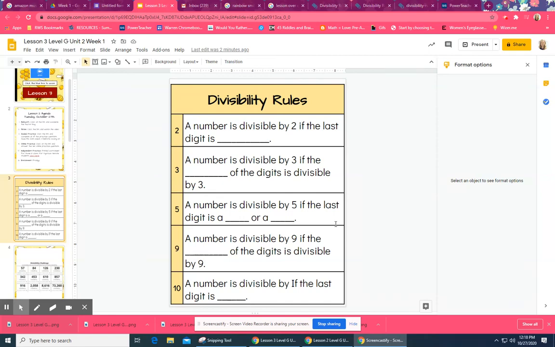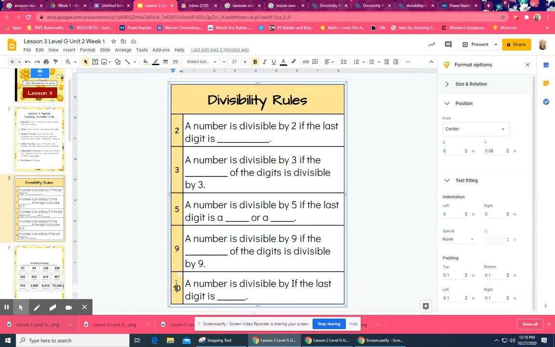Today's lesson is going to go over divisibility rules, which is going to be a shortcut for some of you guys who are having trouble with multiplication. I'm not going to teach you the divisibility rule for every number, but I'm going to teach you some of the most common and most used ones. So I'm going to teach you the divisibility rules for 2, 3, 5, 9, and 10.